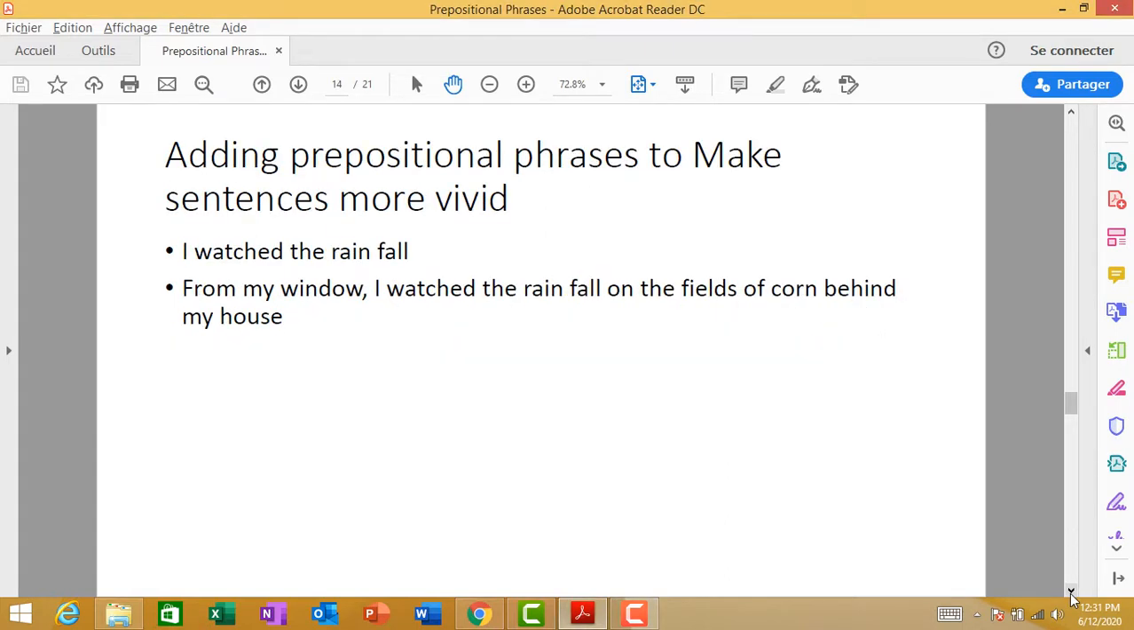So let's see. We're going to try to do a little exercise here. We're going to try to add prepositional phrases to this simple sentence that we have. It's I watched the rain fall. This is the simple sentence that we have. Now, I transformed it into something more vivid because I added prepositional phrases, and then I had: from my window, I watched the rain fall on the fields of corn behind my house.